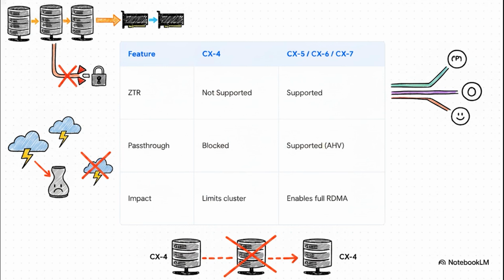On the flip side, modern cards like the CX-5, 6, and 7 fully support these advanced features, giving you robust networking without the headache of complex switch configs. So here's a massive point for the exam. You can mix different NICs across different nodes in a cluster, but the oldest family dictates the features for the entire cluster. It's the weakest link rule. If you have even a single node with a CX-4 card, it instantly disables ZTR and live port pass-through for every other node in the cluster.